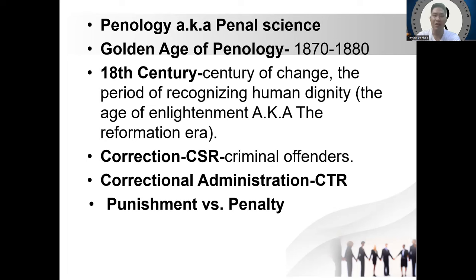Then of course, the golden age of penology, class. When we say golden age of penology, it means there were progress and significant changes in our penology or correctional system. Before, the punishment given was very harsh and the treatment of our prisoners was very inhumane. That is why we had dungeons and so on. During the 18th century, a century of change, there were changes in the treatment of our prisoners. That was also the period of recognizing human dignity, meaning the rights and life of an individual were given respect. It is also considered the age of enlightenment, or the Reformation era, meaning there were changes during that 18th century.